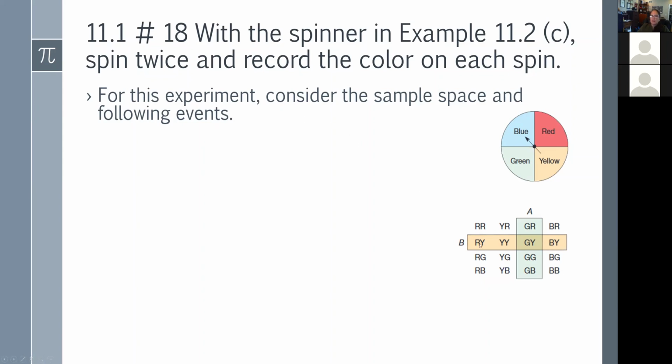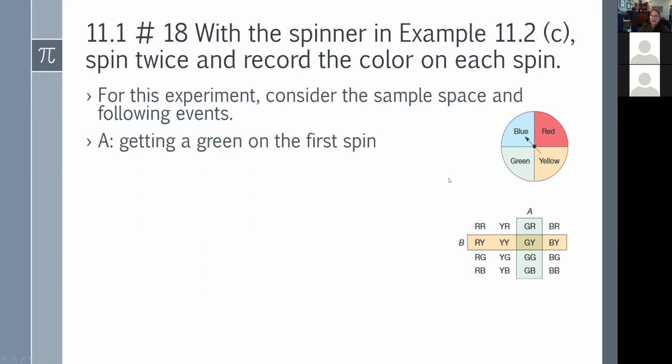So the sample space is actually given to us right here. So this is getting red on both spins. This is first spinning red and then yellow. This is first spinning red and then green. This is first red and then blue, and so on.